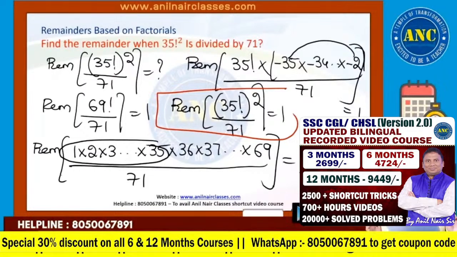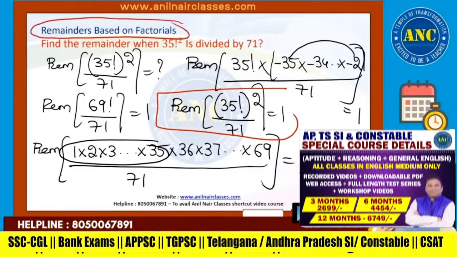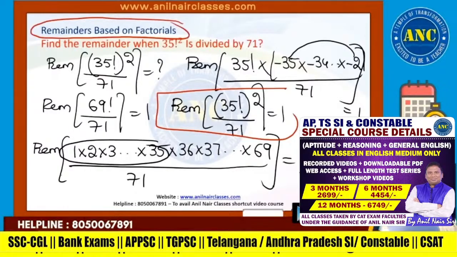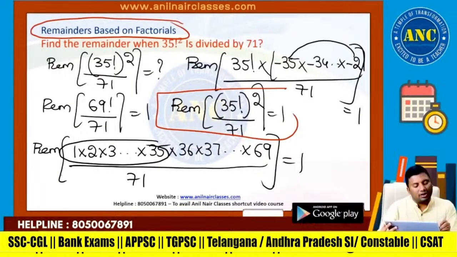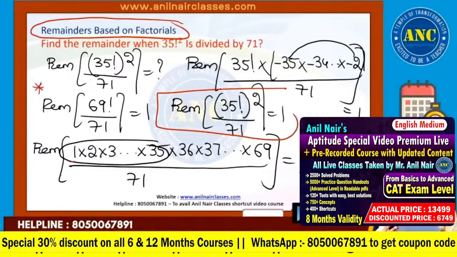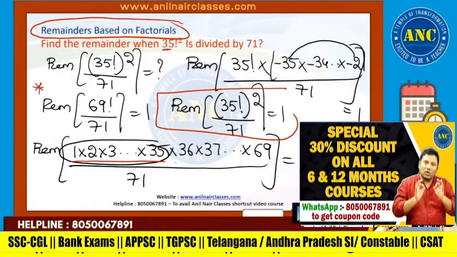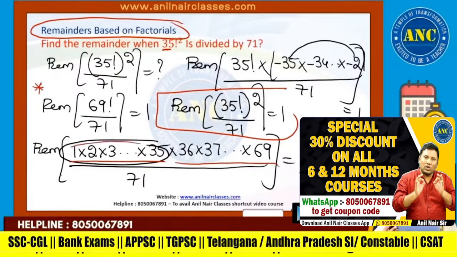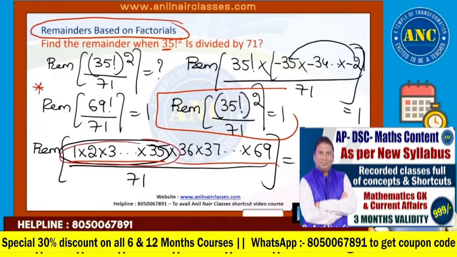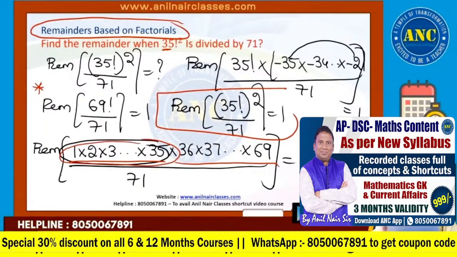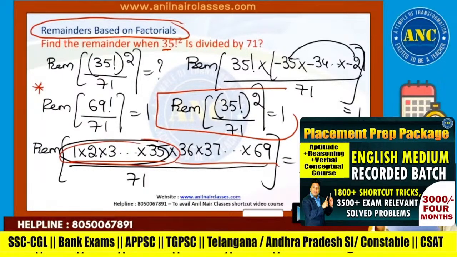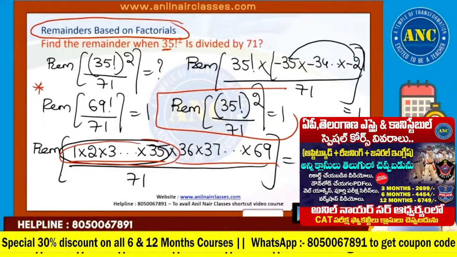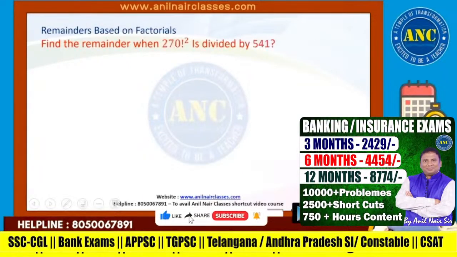Very, very quality questions. All the questions are based on remainders, based on factorials. 69 factorial divided by 71 is 1. 1 into 2 till 35. I did till 35 because the question is till 35. 36 to 69. 35 factorial. 36 by 71 is minus 35, minus 34, 69 by 71 is minus 2. From 2 to 35 there are 34 negatives. 34 negatives if I multiply I will get a positive. Idea clear, right?